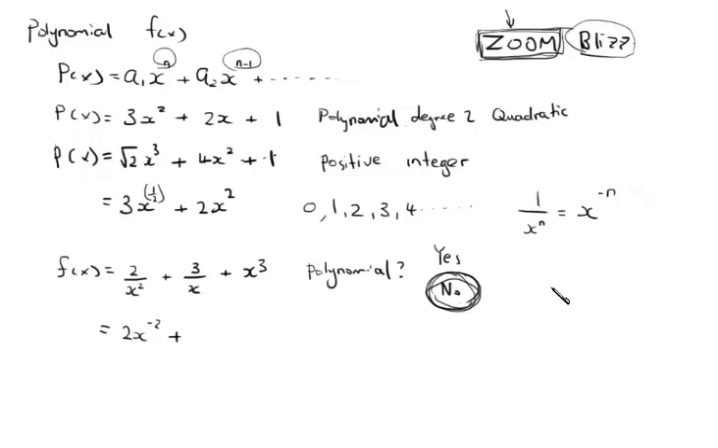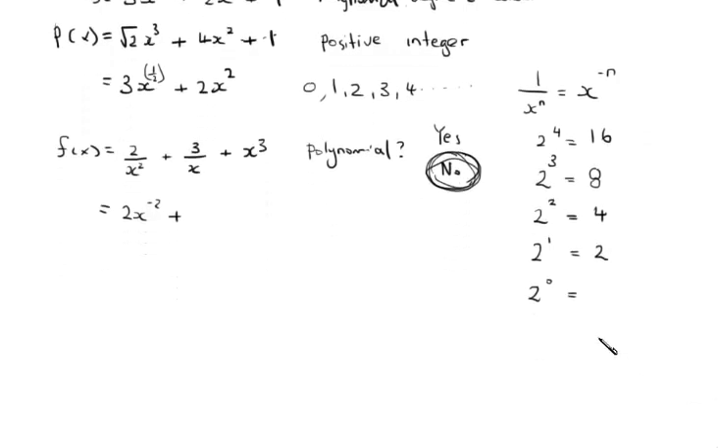If you have 2 to the power of 3, this is 2 times 2 times 2, which is 8. If you have 2 to the power of 4, then you have 16. If you have 2 to the power of 2, it's 2 times 2, which is 4. And if you have 2 to the power of 1, you get 2. And 2 to the power of 0, I want you to figure out the answer for this one.